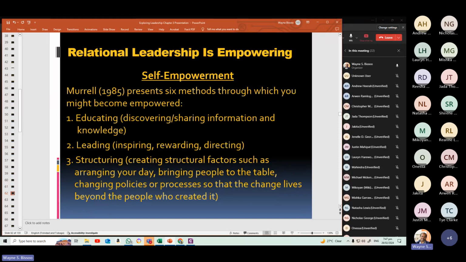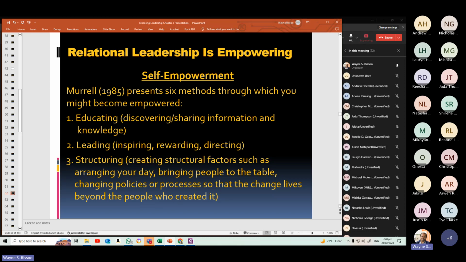So, methods for doing that sort of empowerment: education. All right, that's one of the ways for self-empowerment. Taking opportunities to take leadership positions in smaller settings, not necessarily the higher levels, but taking the lead in a team or a group, that type of stuff. Structuring, which means creating structures such as arranging a day, bringing people to the table, changing policies or processes so that the change lives beyond the people who create it.